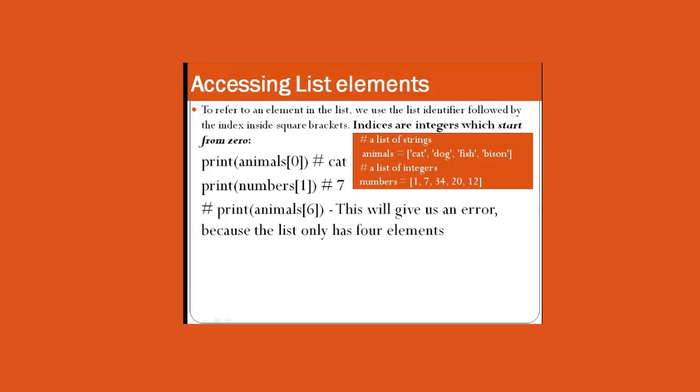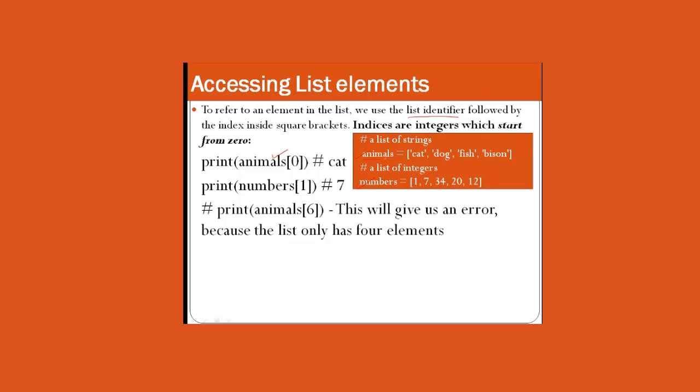So you have seen how to create a list, and now we are moving towards how to access the list elements. To refer to an element in the list, we use the list identifier. What do you mean by list identifier? The name of the list. Here animals is your list identifier. You can see the example we have taken: animals is the list where you have put a list of strings. Here you have a list named numbers, with the numbers stored inside it.